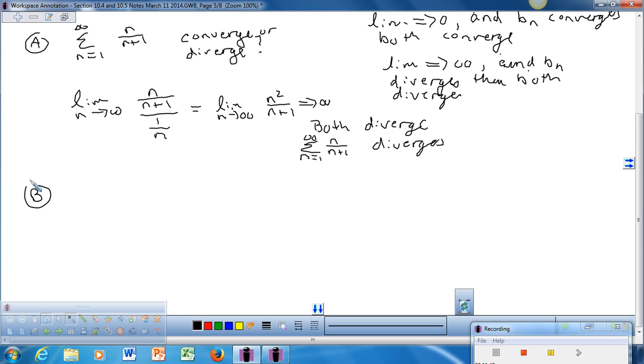And this one is n squared plus 1 over 2 to the n. We are finding out if the sum from n equals 1 to infinity of n squared plus 1 over 2 to the n converges or diverges.